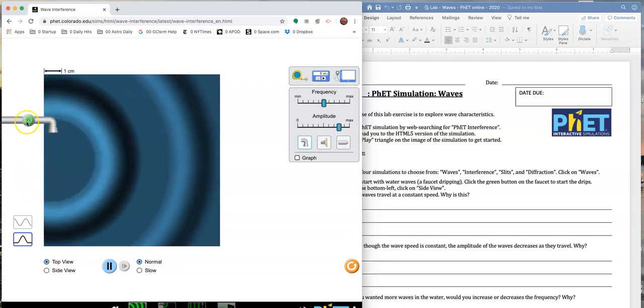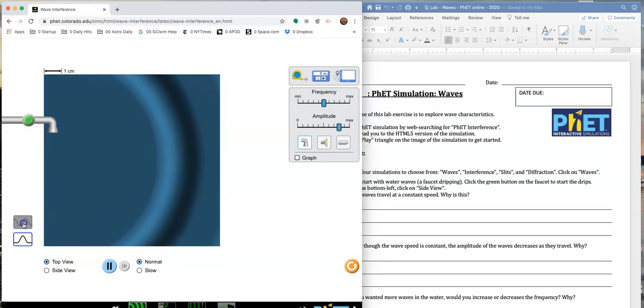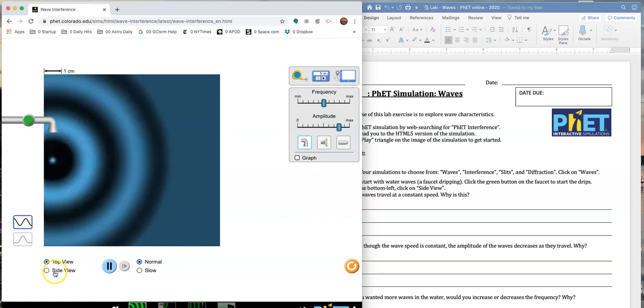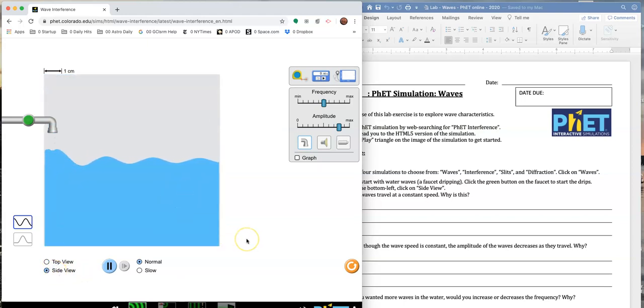But I'm not sure that's what we want. So we're going to go back to periodic waves and get that going. So here's the top view, but you can also do side view for the water waves, and that shows the water waves going. And if the water waves are a little bit hard to track, you can choose slow. It'll slow it down. That seems pretty slow, but if you're trying to catch the wave right when it crests, it's nice to have that feature.